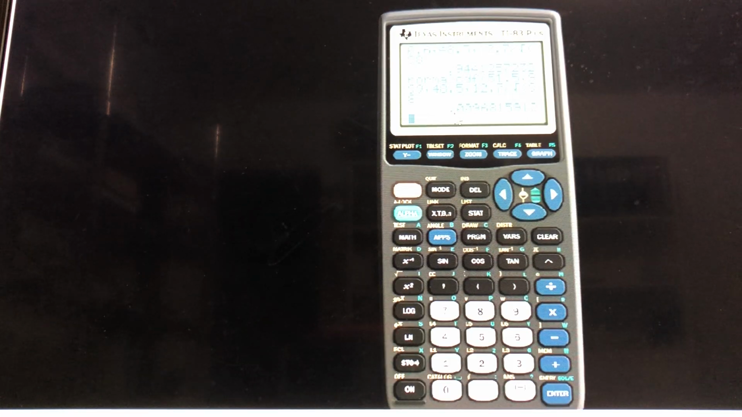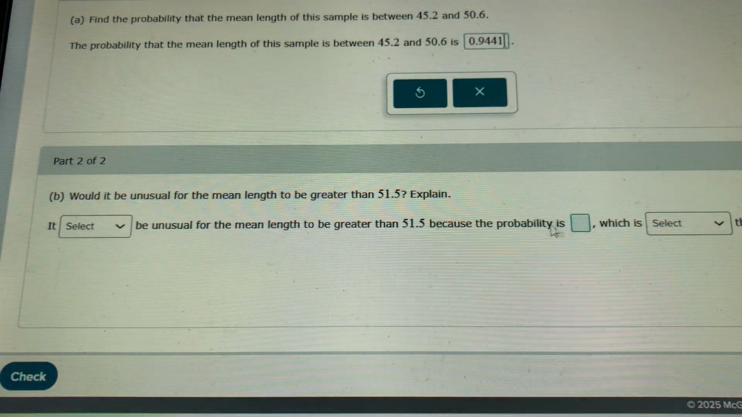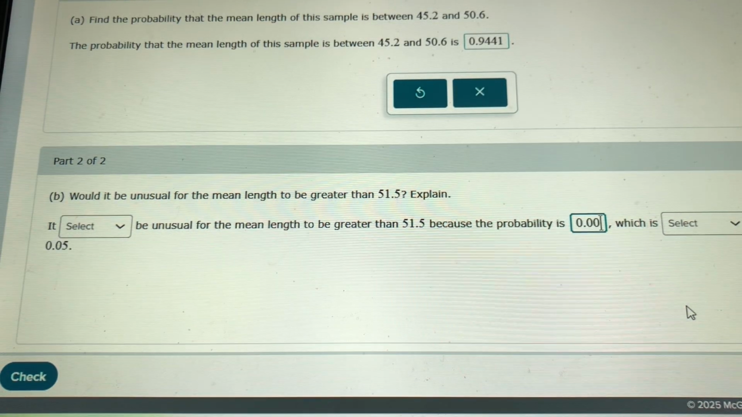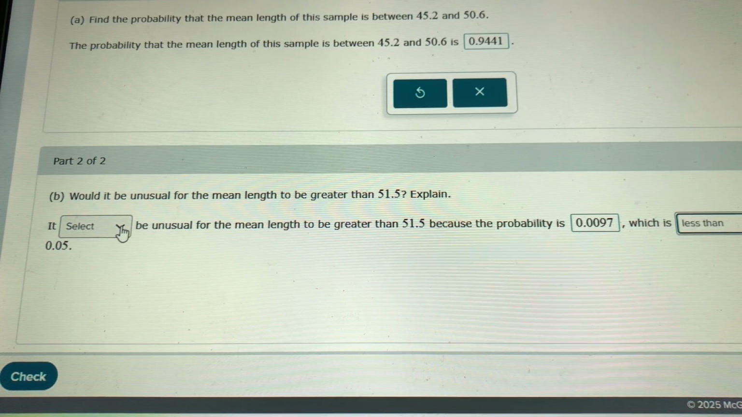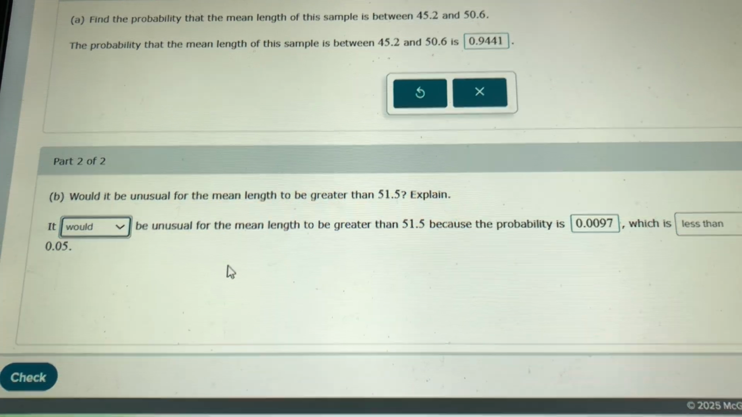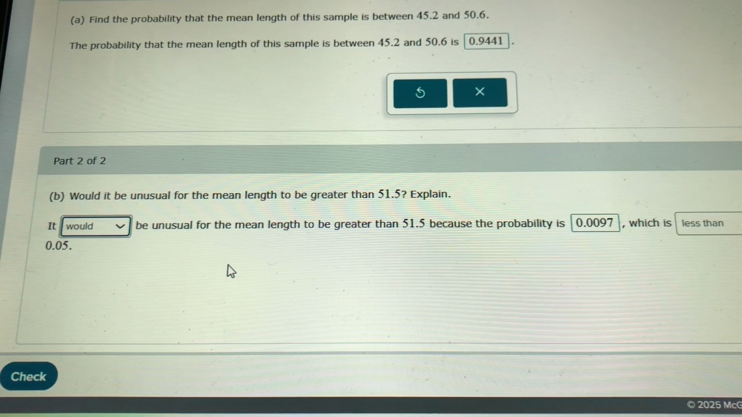And see, it is unusual because the probability I'm getting is 0.0097, which is less than this considered low 0.05 cutoff value. So yes, it would be unusual to get that because the probability is so low.